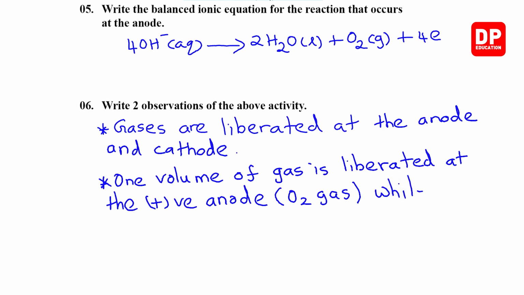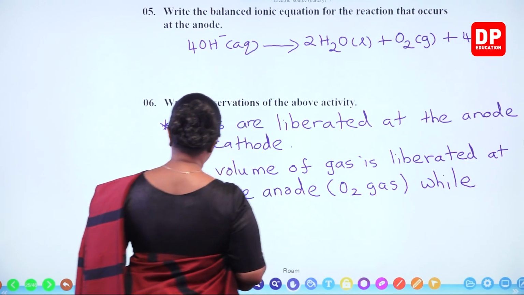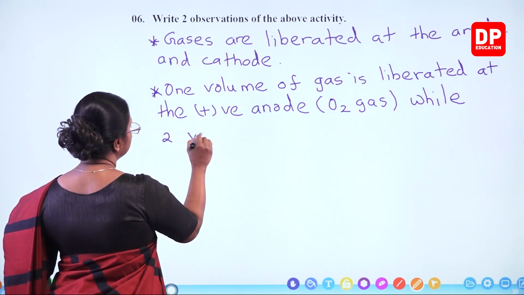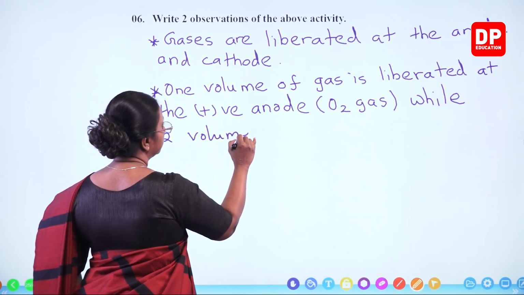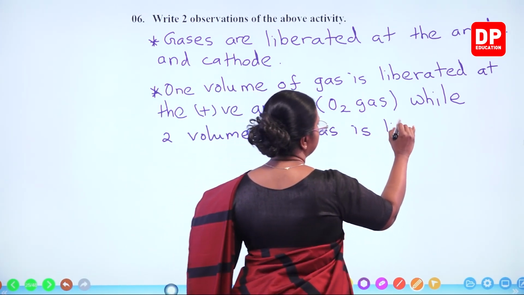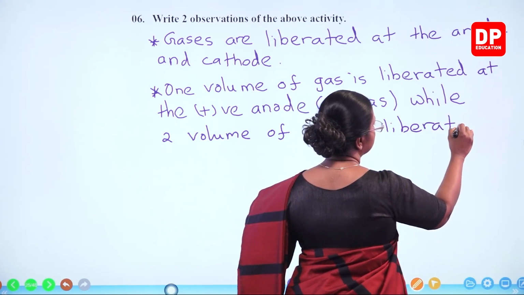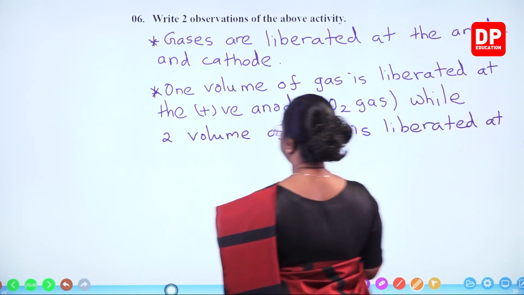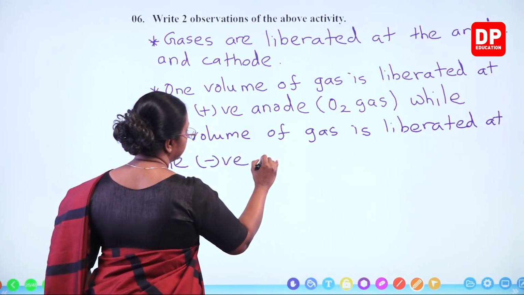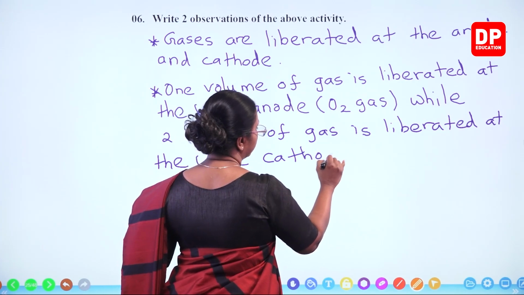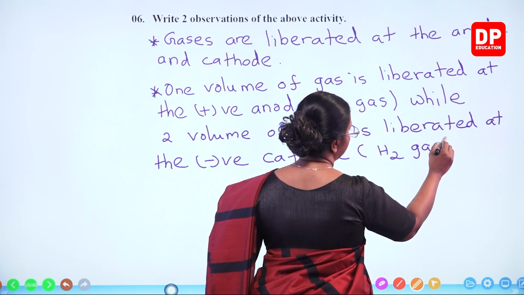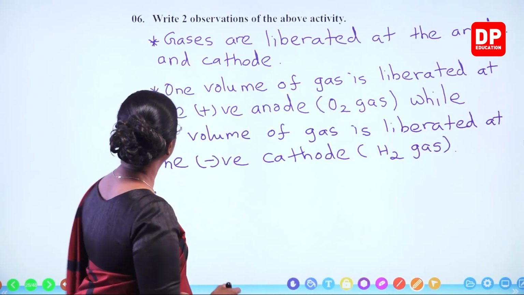while 2 volume of gas is liberated at the negative cathode, that is H2 gas. So, those are the observations.